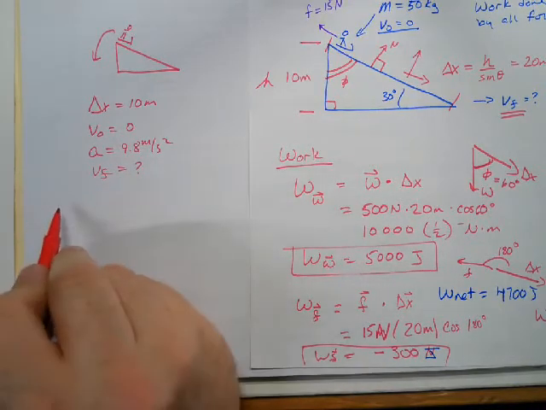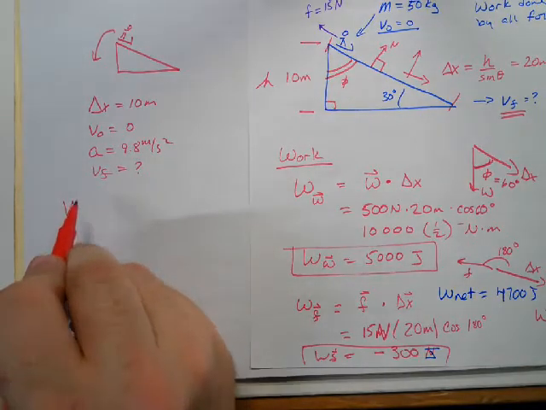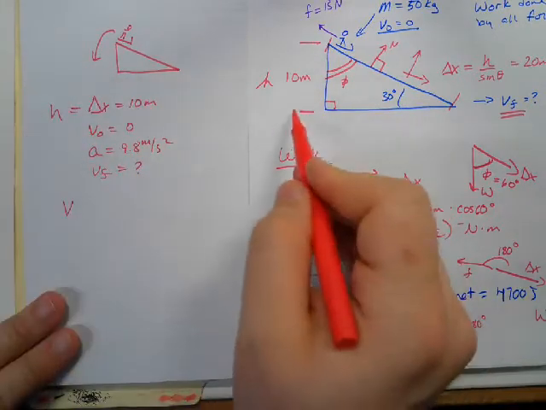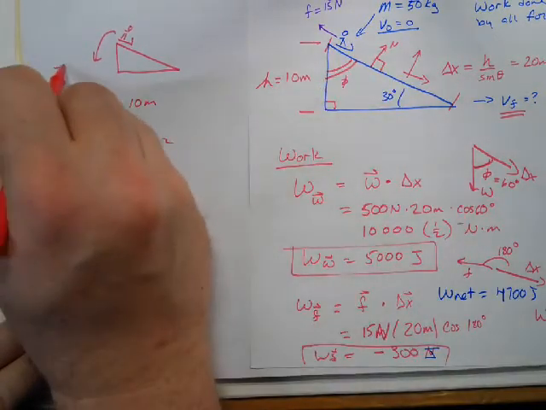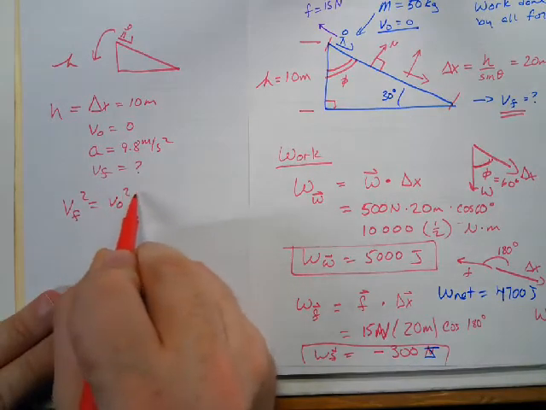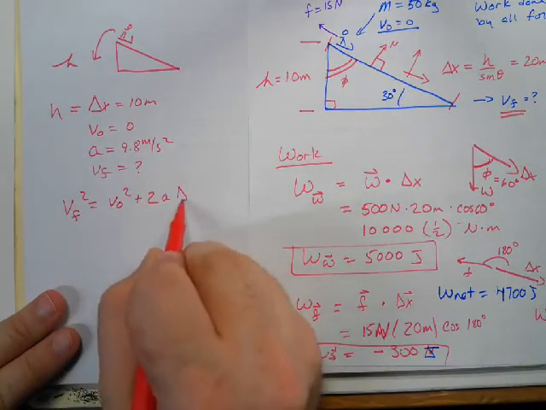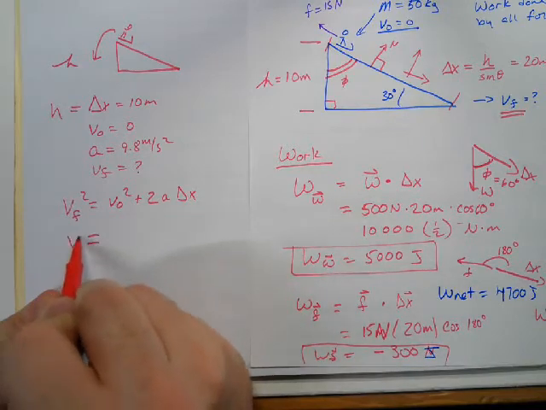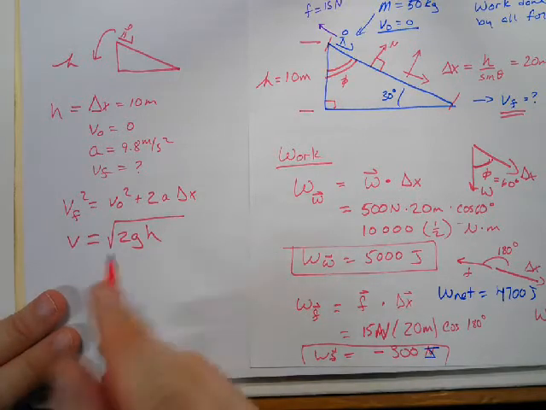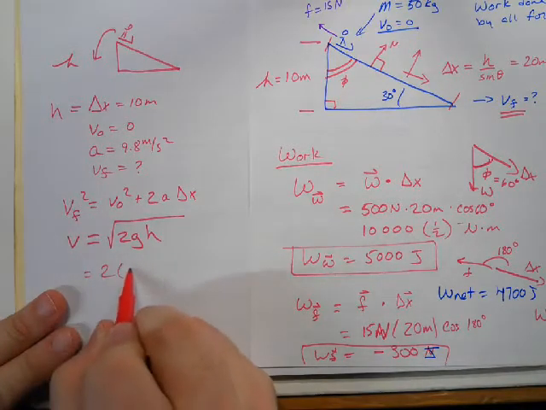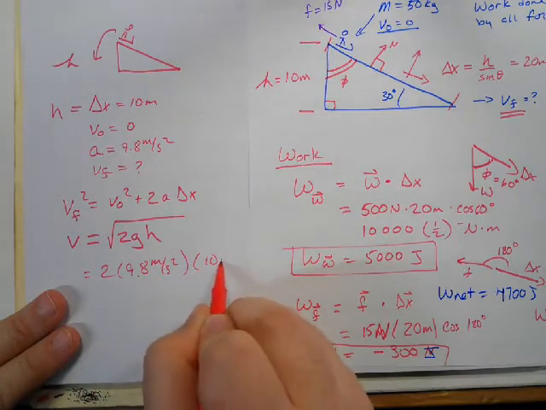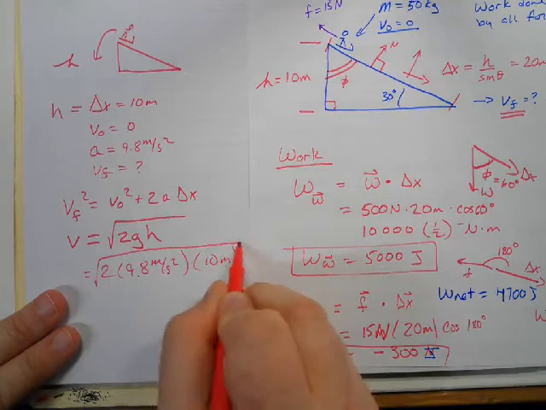And so from this, I'm going to call this delta x h for reasons eventually, because we called it here, h is 10 meters. So V final squared is V initial squared plus 2a delta x, which gives V as the square root of 2gh. So we can plug that in: 2 times 9.8 meters per second squared times 10 meters. We'll take the square root.